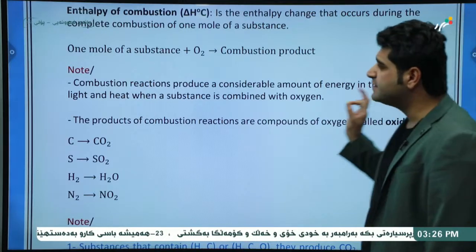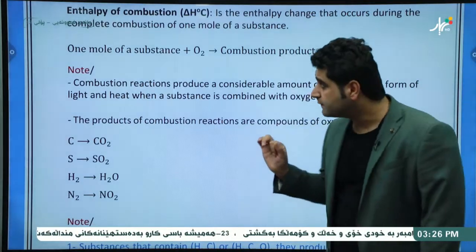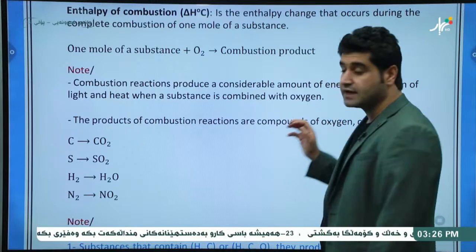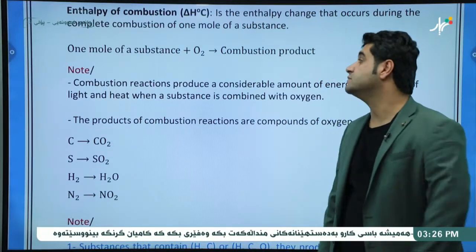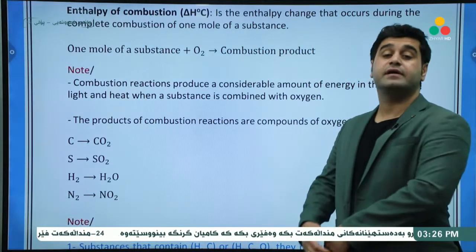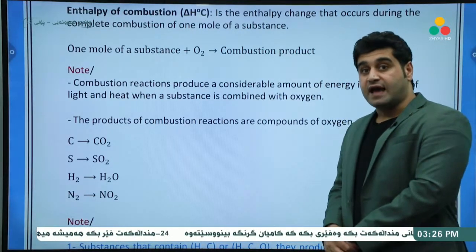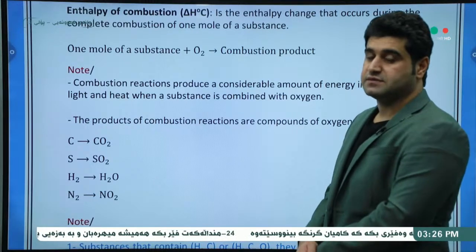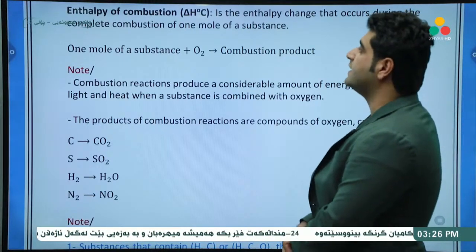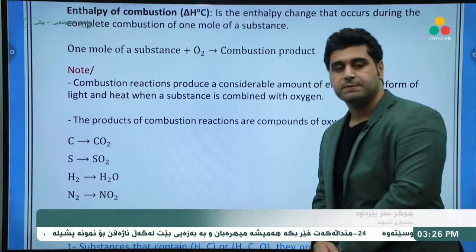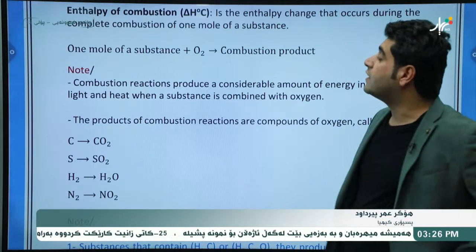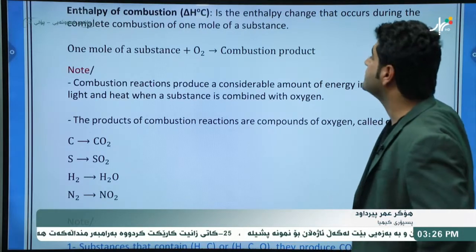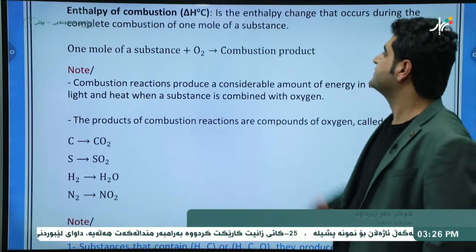Actually, there's a slight difference between burning and combustion. But because our lecture is a quick and fast review, I don't want to mention the difference between combustion and burning. But be aware that there's a difference between them. So I did not forget about differentiating between burning and combustion. Even it's out of our course book, so it's not important for us.